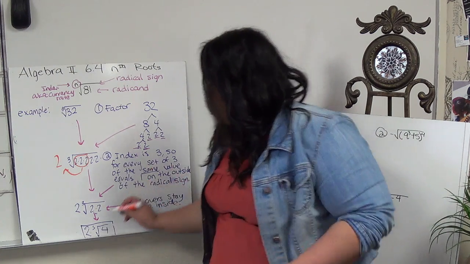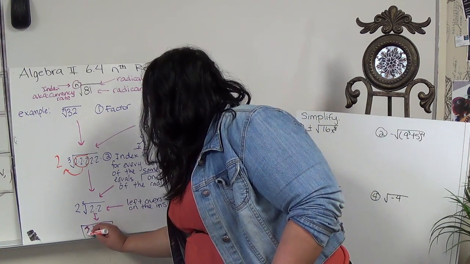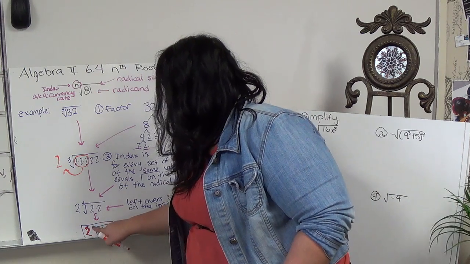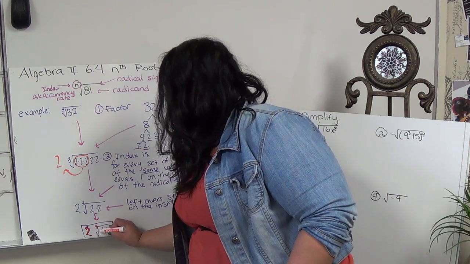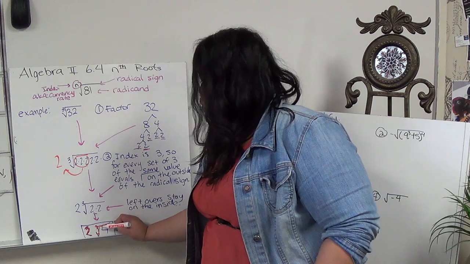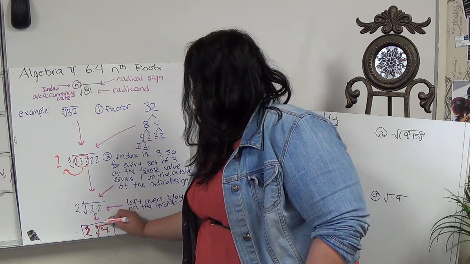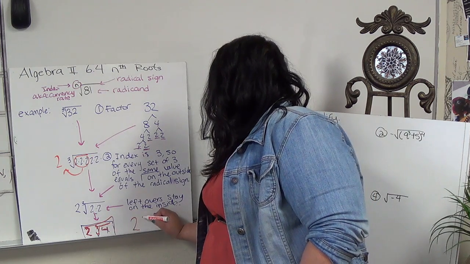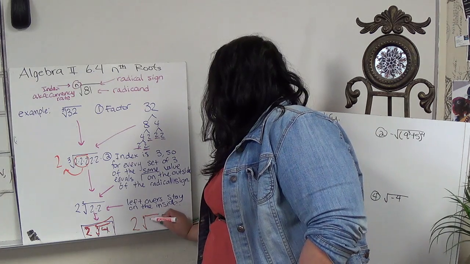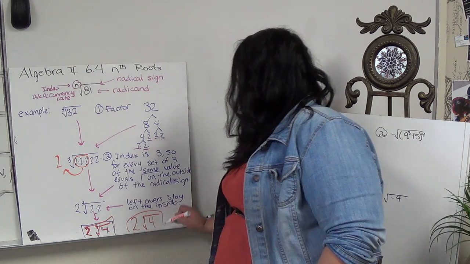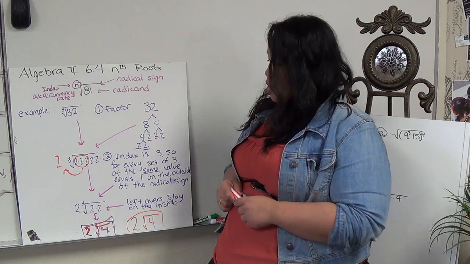So my answer would be 2, right? And then cube root of 4. I'm going to write that again. So it's 2 cube root of 4, because I multiply the leftovers together.